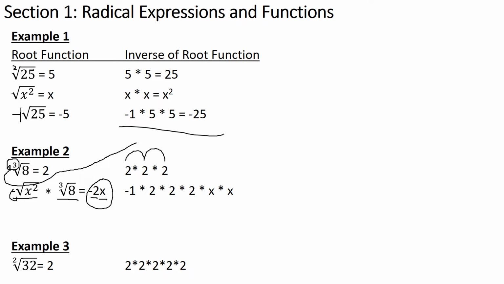And then we got, that should be the fifth root right there, not the square root, because there's 1, 2, 3, 4, 5 2s. 2 times 2 is 4, times 2 is 8, times 2 is 16, times 2 is 32. And the fifth root of 32 is 2.